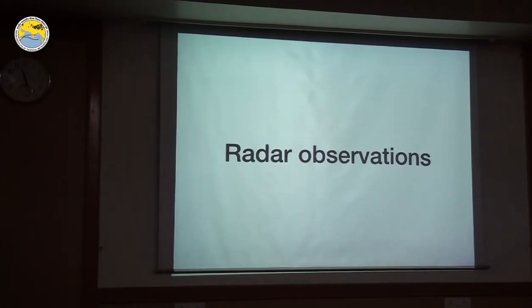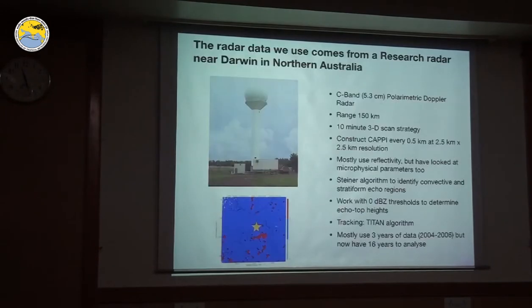Actually, I'll show you some radar observations. So let's look at some radar observations. Let me tell you a little bit about what we use. So we have a radar in Darwin, which is in tropical Australia, about 12 degrees south.